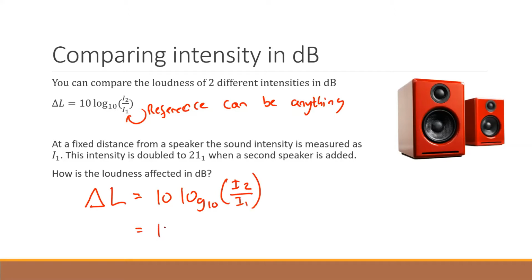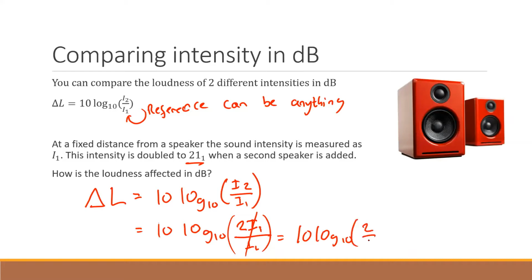Now, I2 is 2 times I1. And of course, I1 is just I1. Hopefully you guys can see I've got I1 on the top, I1 on the bottom. That's going to cancel out, which is going to give me 10 times log 10 of 2 over 1, or just 2. That's something we can put into our calculator. So I'm going to put that into my calculator now. I'd suggest that you guys do the same.